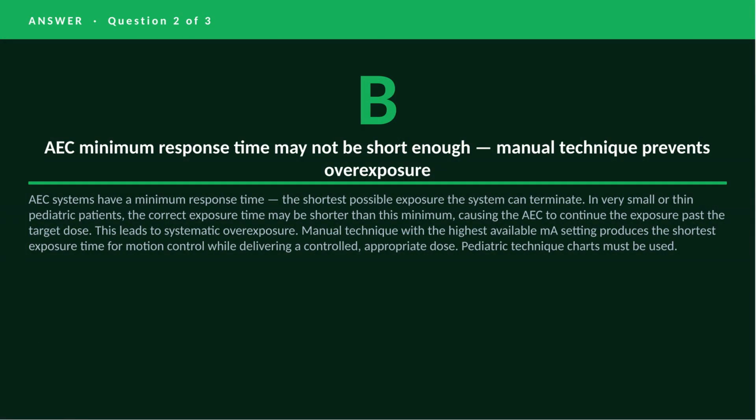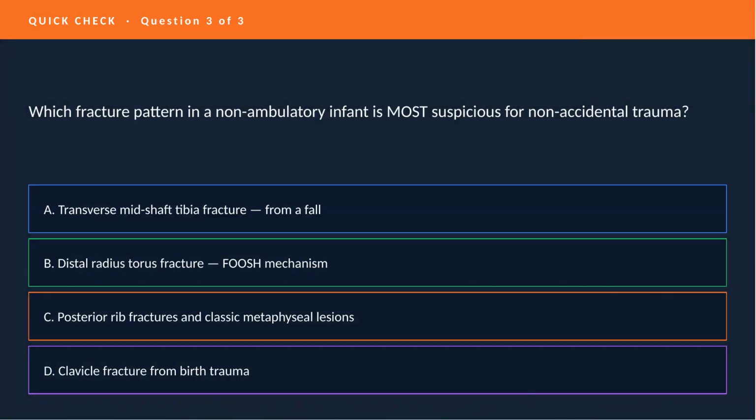The answer is B. The AEC minimum response time may be shorter than the correct pediatric exposure, so manual technique with high mA prevents overexposure. In very thin or small pediatric patients, the correct exposure time can be shorter than the AEC's minimum response time. The AEC keeps the beam on past the target dose, causing systematic overexposure. Manual technique using the highest available mA setting gives the shortest exposure time while delivering a controlled, appropriate dose.